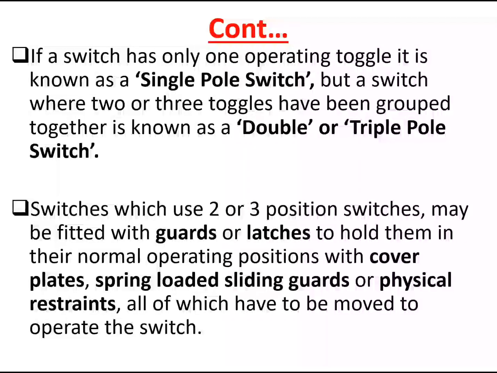If a switch has only one operating toggle, it's known as a single pole switch, and this explains what I've just mentioned before. But a switch where two or three toggles have been grouped together is known as a double or triple pole switch. Switches which use two or three position switches may be fitted with guards or latches to hold them in their normal operating positions, such as cover plates, spring-loaded sliding guides, or physical stops, all of which have to be moved to operate the switch.